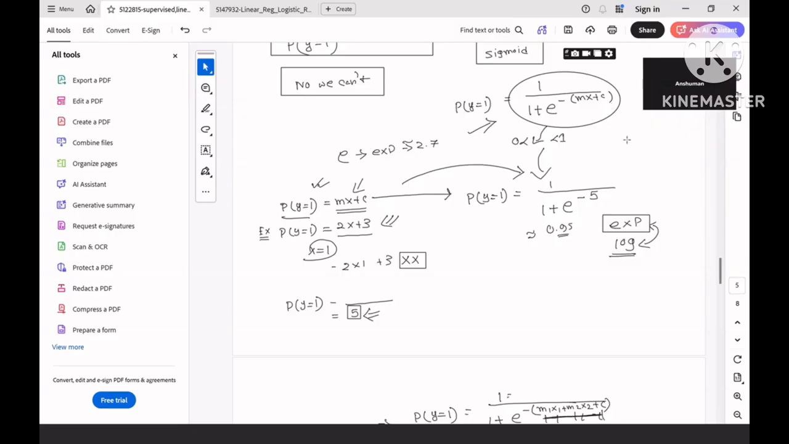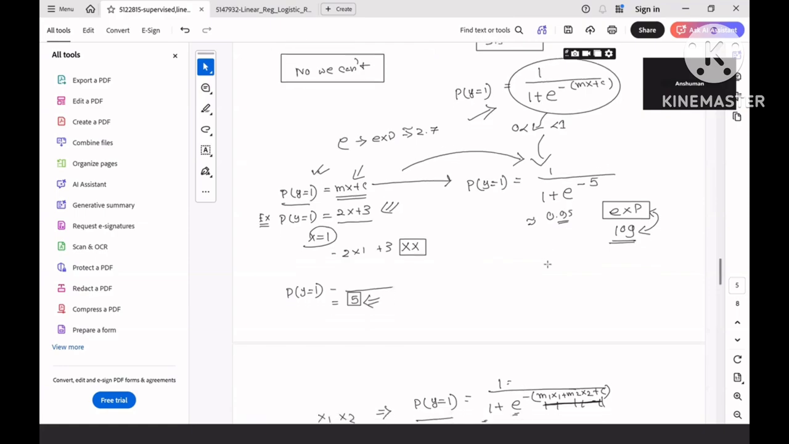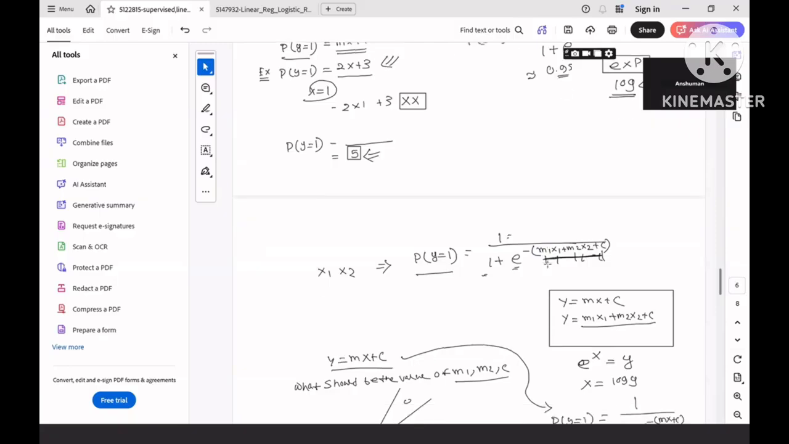And that is why this function is used. We'll never forget why y = mx + c will not work for logistic regression, because it is giving 5. We are looking for some value which will be 0 to 1, so that we can get our proper class. Proper class means 0 and 1.